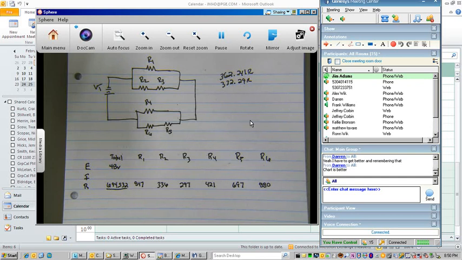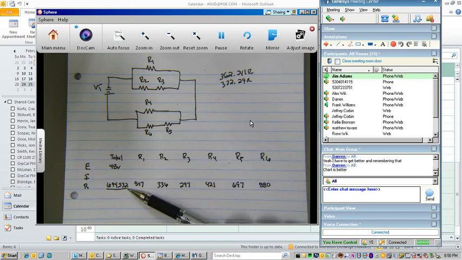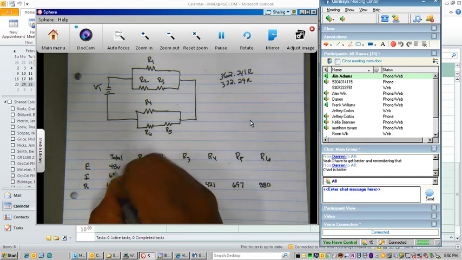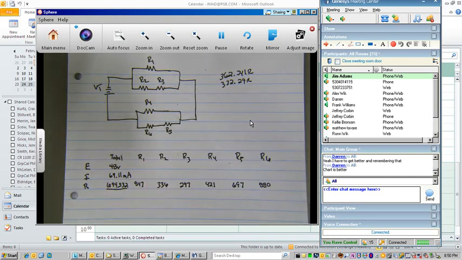Okay, cool. So now let's figure out our total current, which would be our 48 volts divided by our 694 ohms. Something like 69 milliamps. Okay.